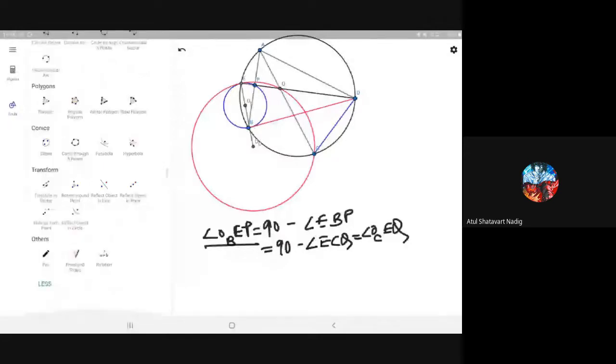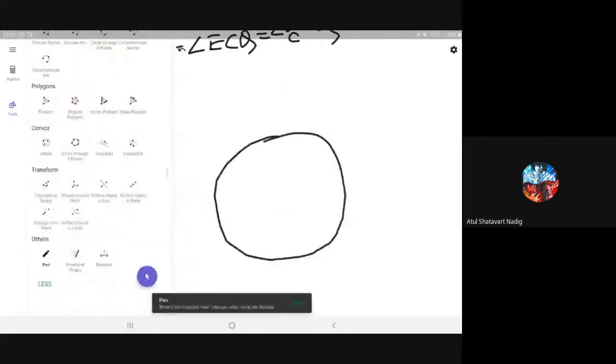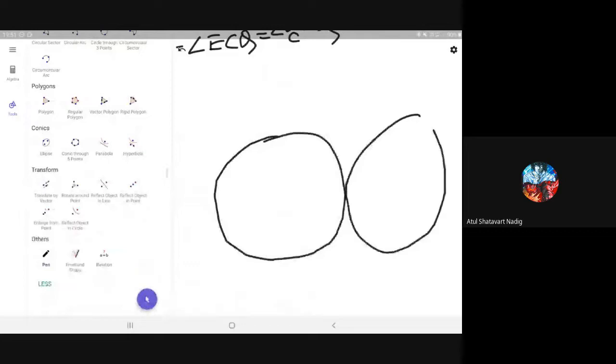Again, if you have a situation where you have chords to work with, right? Suppose you have two tangent circles, right? And you have chords to work with at the tangency point, right?